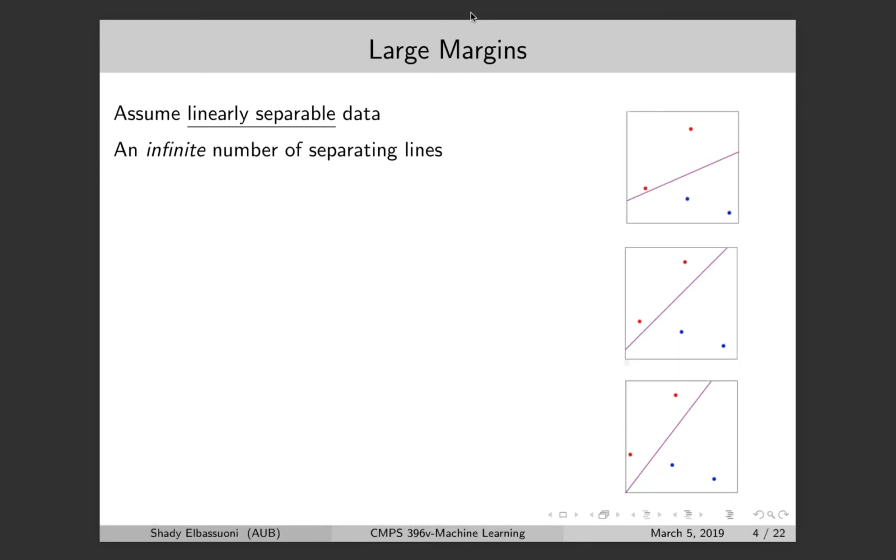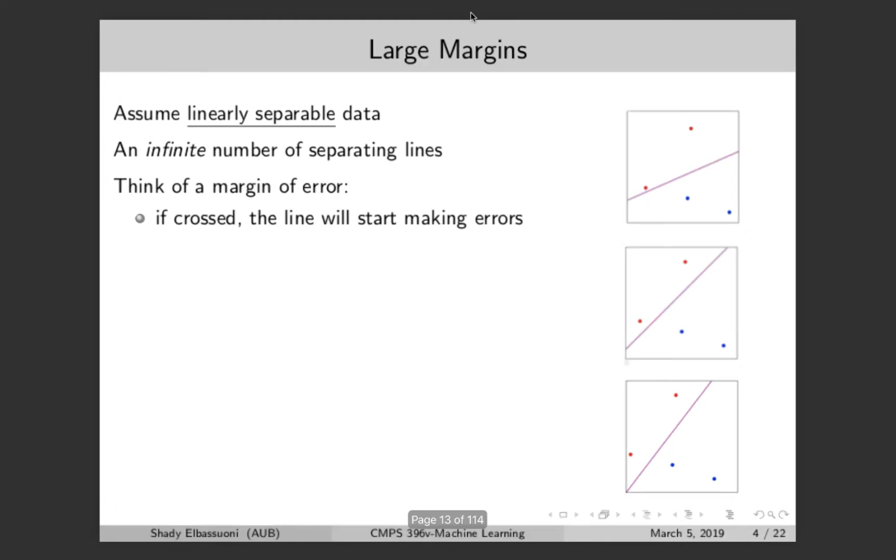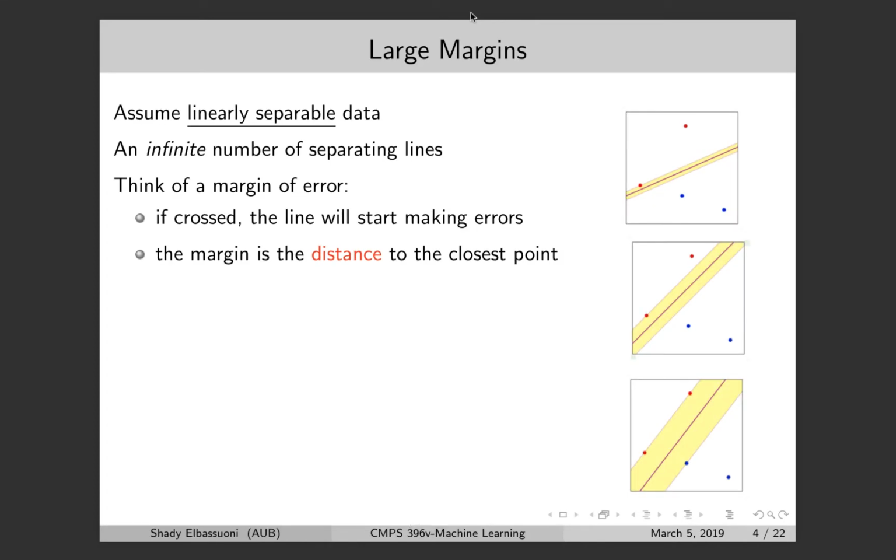So we have an infinite number of separating lines. Think of a margin of error. If crossed, the line will start making errors. The margin is the distance to the closest point. So this is what's shown using the yellow bars here. So obviously L3 had the largest margin, yeah?